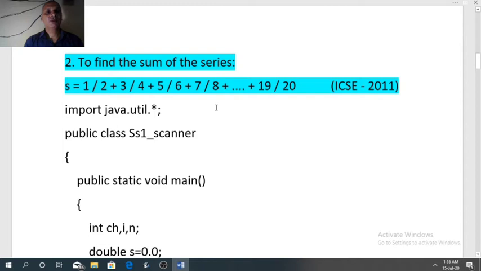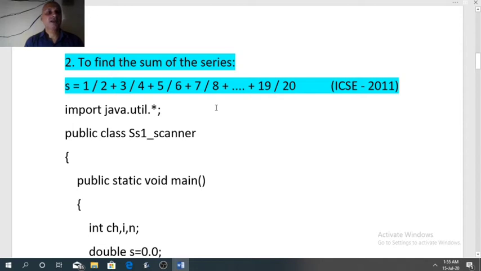So if you analyze only the numerator, you will find that it is an odd number starting from 1 and going up to 19. So first term is given, that is 1, last term is given 19, and the next term is 2 more than the previous term. So these are the odd numbers from 1 to 19. Now if you analyze the denominator of every term, that is 2, 4, 6, 8 up to 20. These are the even numbers starting from 2 going up to 20.